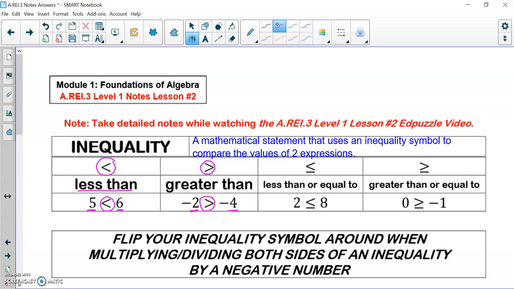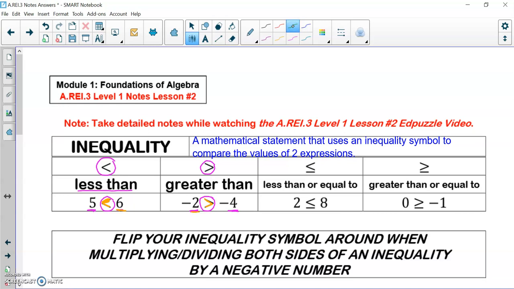A little trick here, and something you might have learned before, is that you can think of the wide part of the inequality symbol as an alligator's mouth. And the alligator's very, very hungry and wants to eat the larger number. So the alligator mouth should be open towards the larger number. And that's just a quick way of describing inequality symbols.